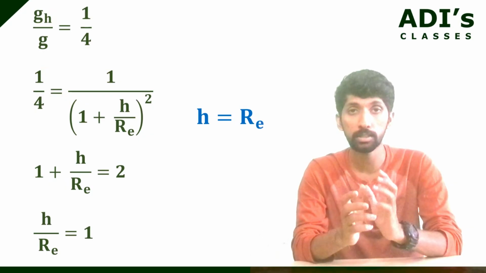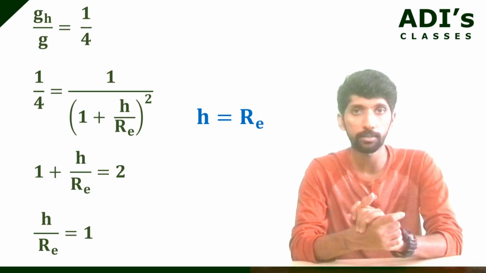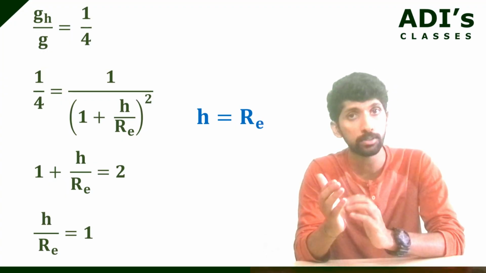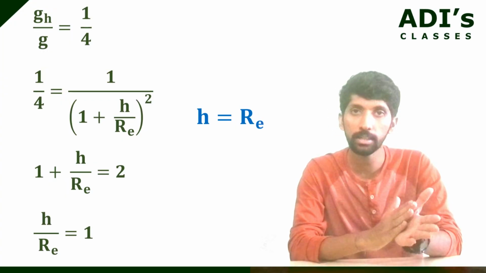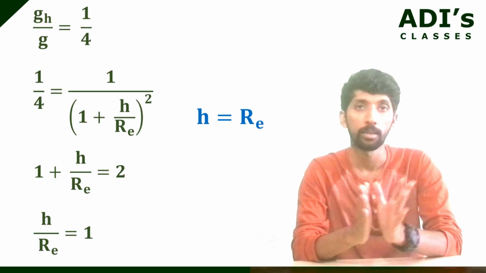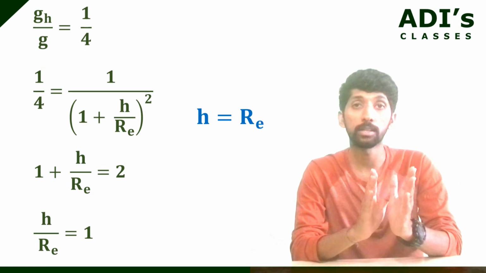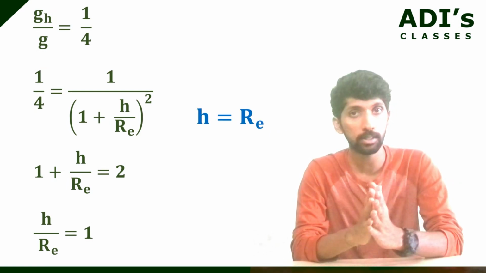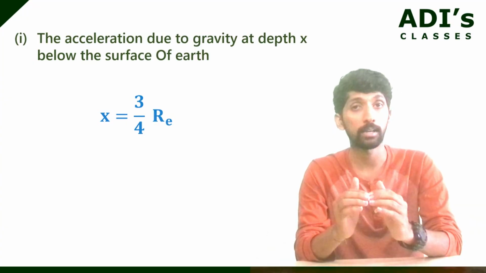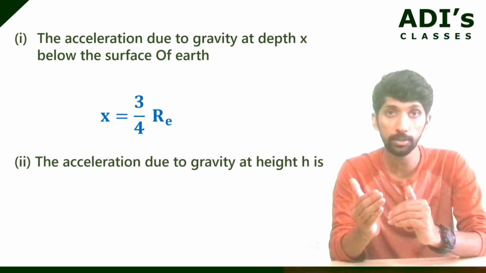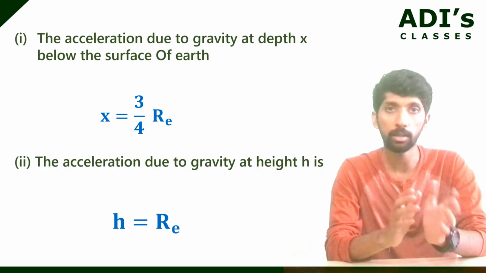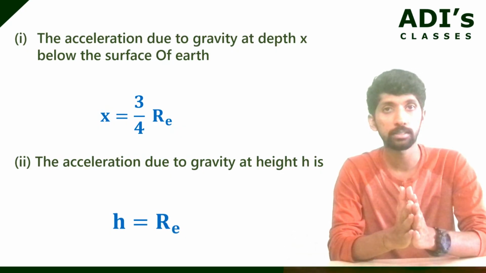Fine. So radius of earth is basically 6400 kilometer. Now if I take 6400 kilometer above the surface of earth, then the acceleration due to gravity becomes 1/4 that of the surface. So first one is, if the depth is 3/4 the radius of earth, the acceleration due to gravity becomes 1/4, and if you are taking an object above the surface of earth, then you have to take equal to the radius of earth, then it will become 1/4. So these are the answers for the given question.